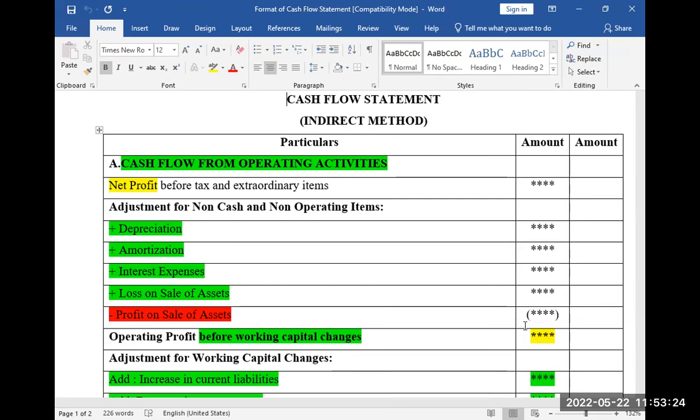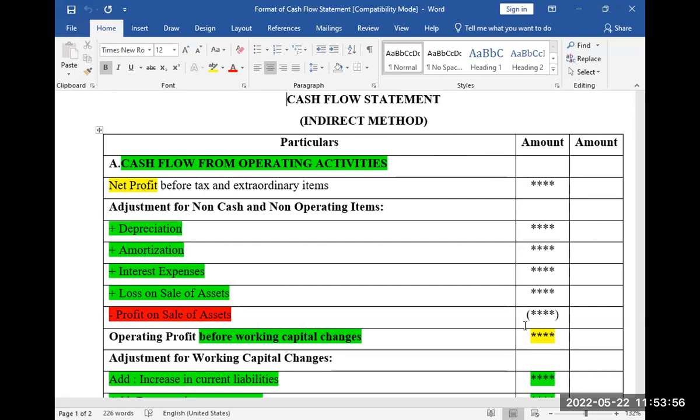Okay, loss on sale of asset. Now the opposite of that. You sold an asset which had a book value of 1 lakh for rupees 1,20,000. So 20,000 is a profit. That would have been taken in the P&L account in the name of other income. So to the tune of 20,000 rupees, your profit was inflated. Now we need to bring it down. So we are minusing it. Okay. So these are called adjustments for non-cash and non-operating items.